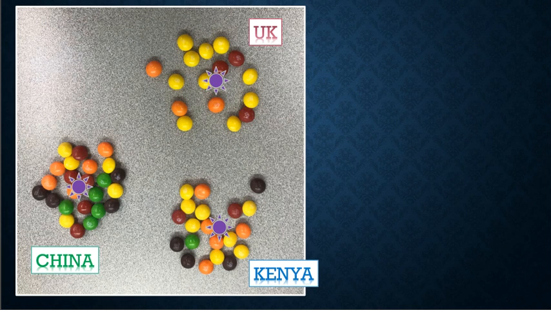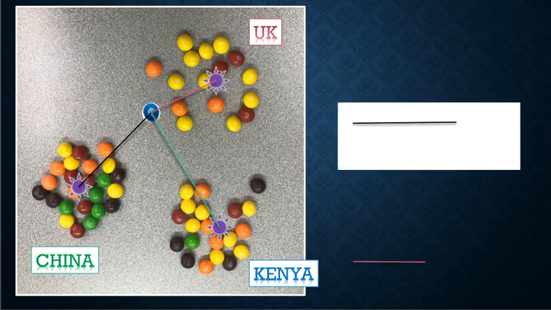Finally, we are going to use the Rocchio algorithm to assign the blue one to the right group. First, we have a centroid for each group, and we need to compute the distance from the blue Skittle to each centroid. It is obvious that the pink line is the shortest one among these three lines. Therefore, the blue one belongs to the topic of UK.